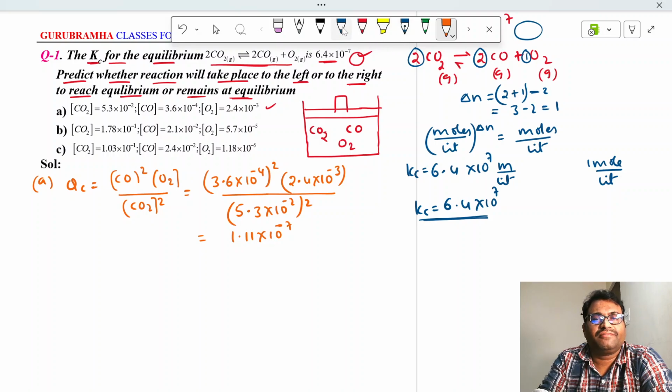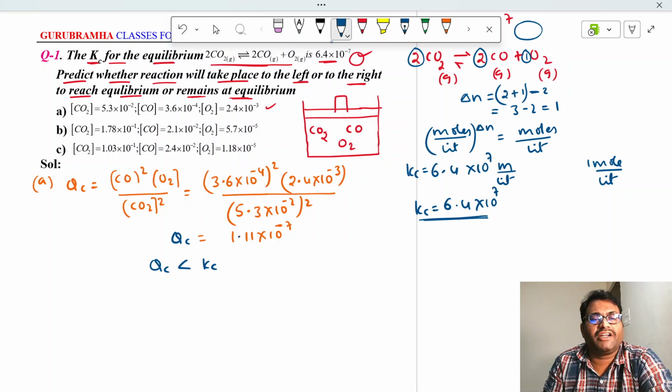Compare now with that of Kc. So how much is Kc given? This is Qc. Qc is 1.11 into 10 power minus 7. Kc is 6.4 into 10 power minus 7. So now we can say that Qc is less than Kc. If Qc is less than Kc, then what have we studied? Do you remember? Kc is more, Qc is less. So Qc has to increase. If Qc has to increase, then the net reaction must be in the forward direction. So the reaction will be in the forward direction, from left to right. It happens to the right.